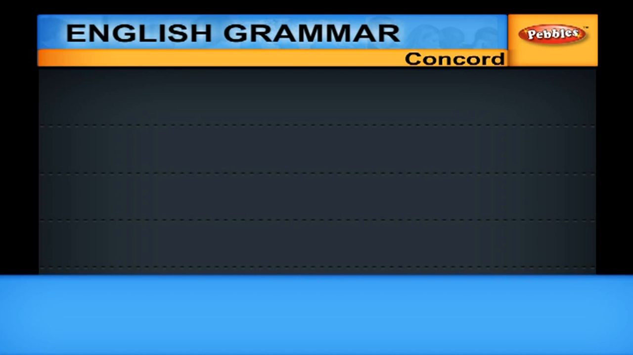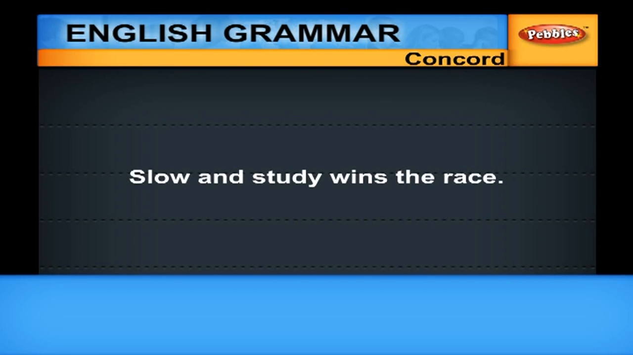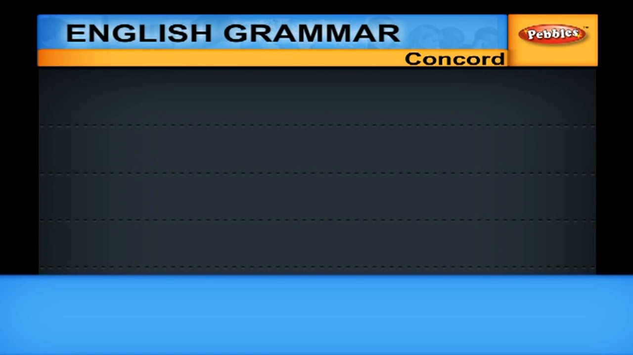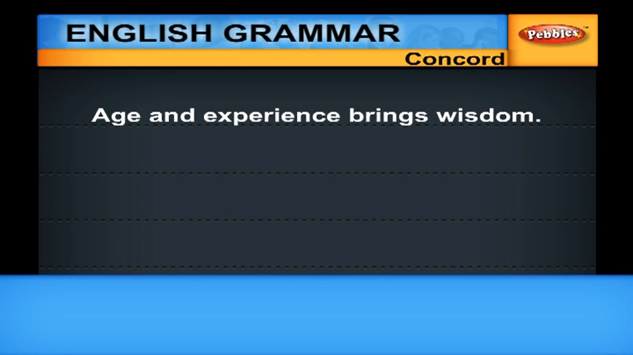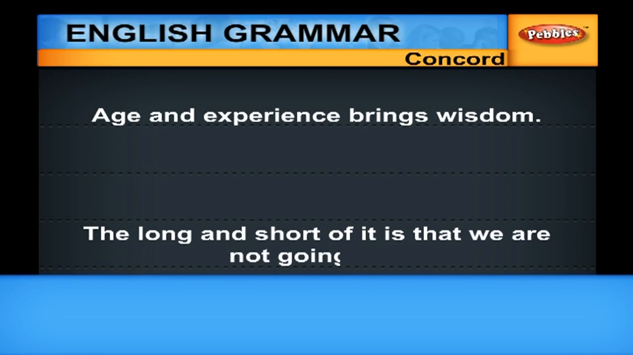Let me give you another example. Slow and steady wins the race. Slow and steady are two singular nouns connected by and. It gives you one idea. Some more examples for you to understand. Age and experience brings wisdom. The long and short of it is that we are not going out.